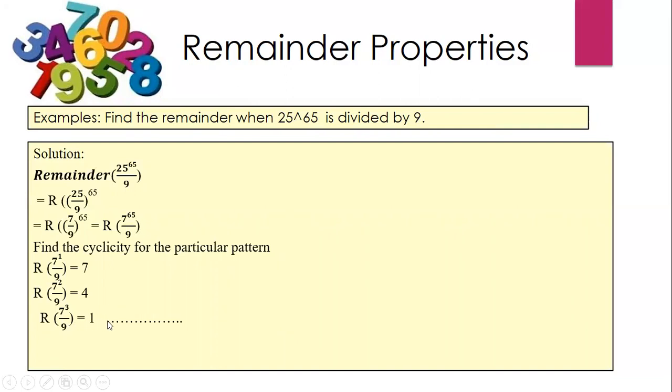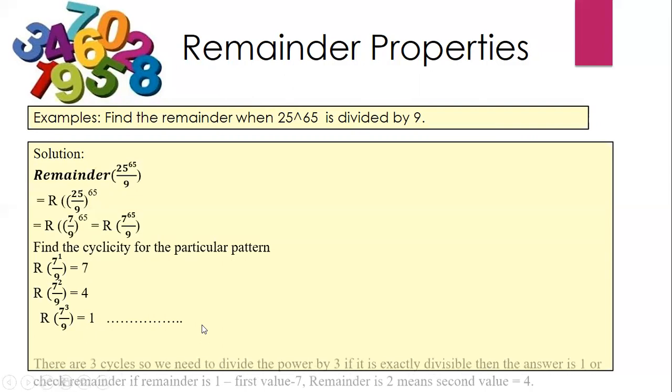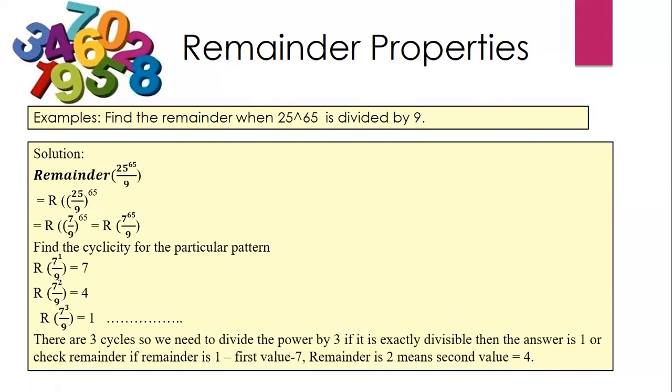Since it is 1, next the pattern will repeat: 7 4 1 7 4 1 7 4 1, like that. So now we have 3 cycles, so we need to divide the power by 3. Here the power is 65, and 65 divided by 3 gives remainder 2. So we can say our second value, 4, will be our answer.